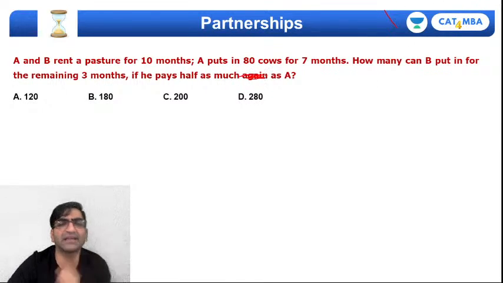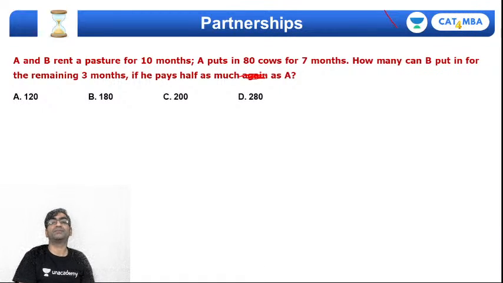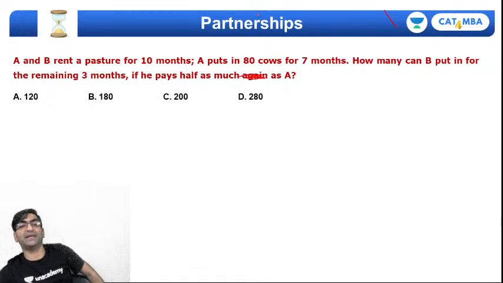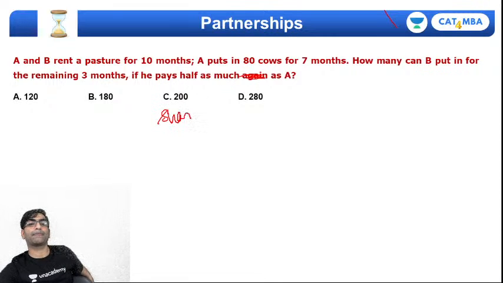Obviously this second "again" here in the problem is a little superfluous. You don't really need that word. Right? A pays half, so the share of A in the rent is equal to the share of B. What's the share of A?